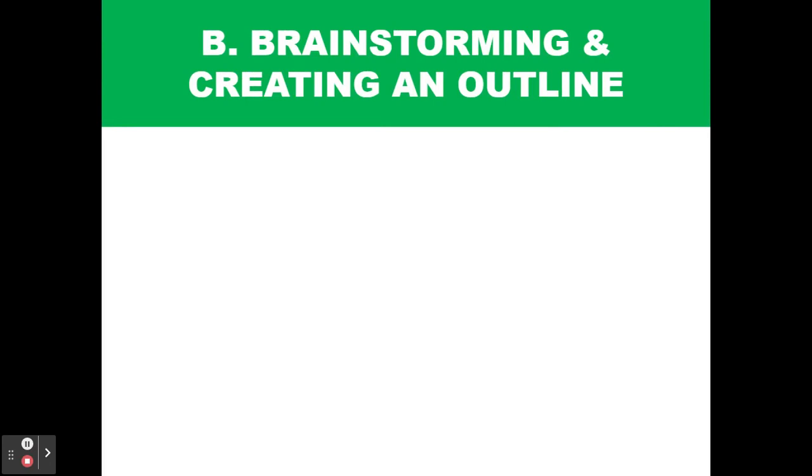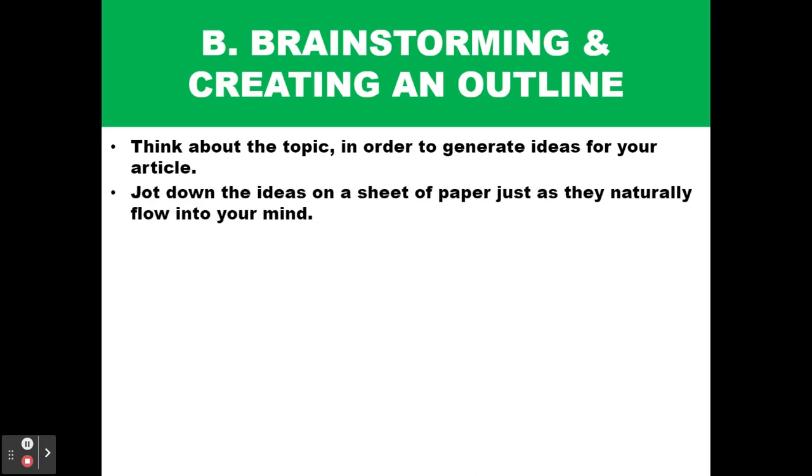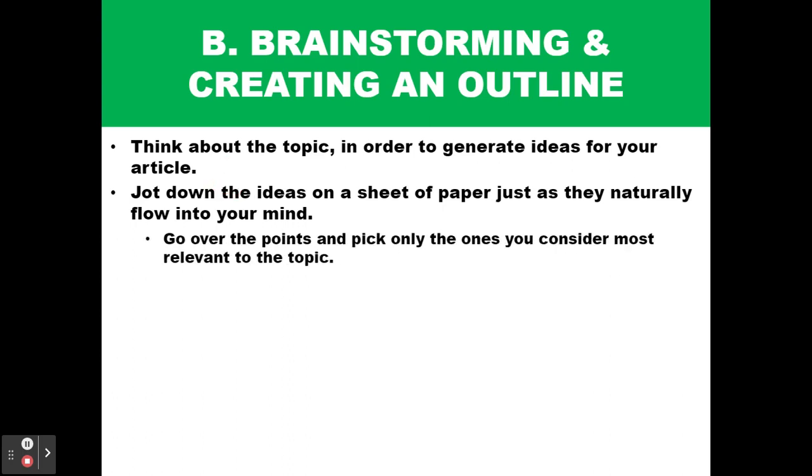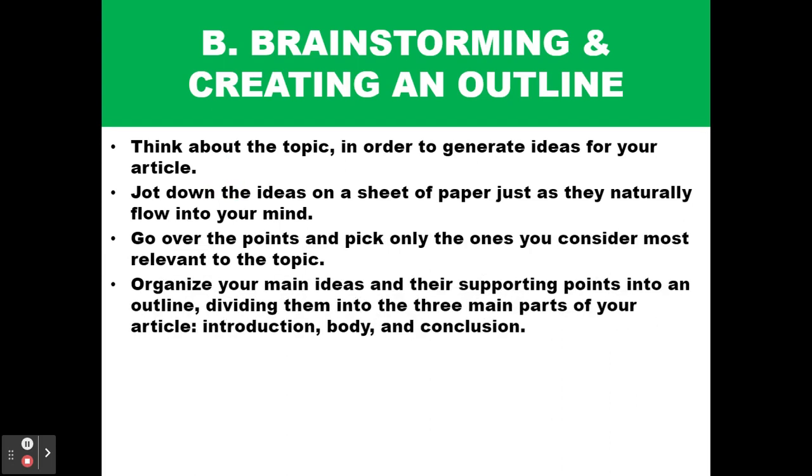Now, brainstorming and creating an outline. What this means is that you think about the topic in order to generate ideas for the article. Jot down the ideas on a sheet of paper just as they naturally flow into your mind. Go over the points and pick only the ones you consider most relevant to the topic. Organize your main ideas and their supporting points into an outline, dividing them into the three main parts of your article: the introduction, body, and conclusion.